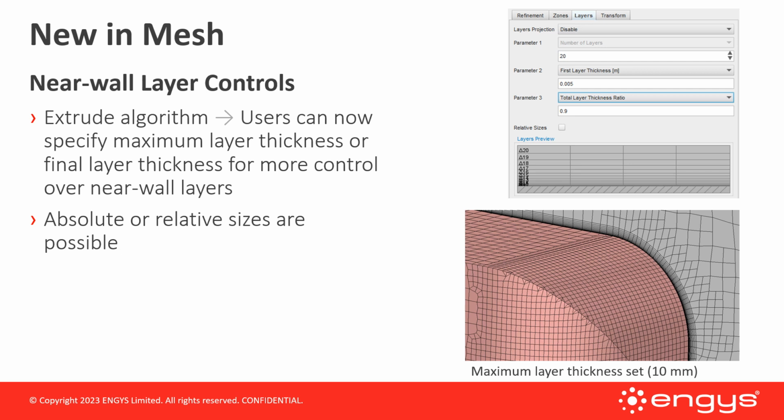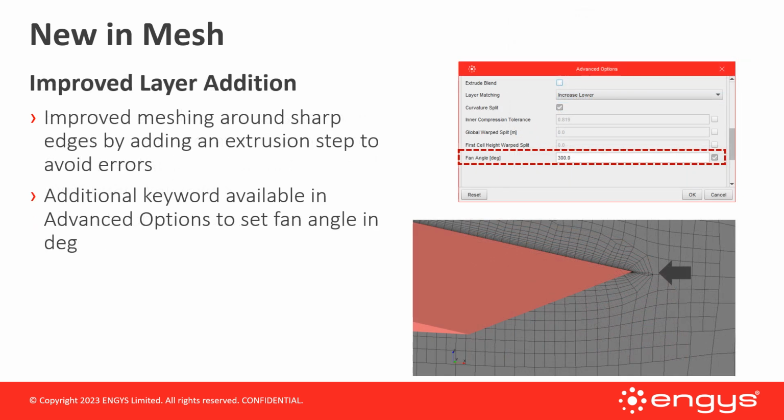The image on the slide demonstrates a mesh with a maximum layer thickness set to 10 millimeters, showcasing the level of control you can achieve with the new near-wall layer controls in Helix version 4. Generating high-quality meshes around sharp edges can be quite challenging.